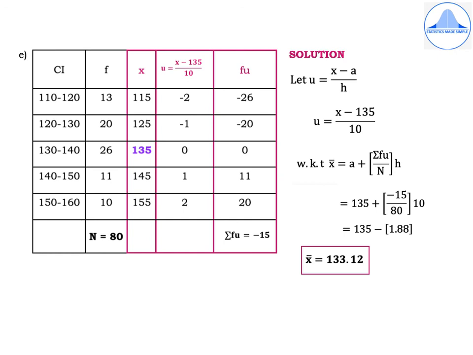Now let us use the formula of the arithmetic mean for continuous data for the step deviation method, that is x bar equal to a plus summation fu divided by capital N into h, which is equal to 135 plus within brackets you have minus 15 divided by 80 into 10, which is equal to 135 minus 1.88. So we get x bar is equal to 133.12.